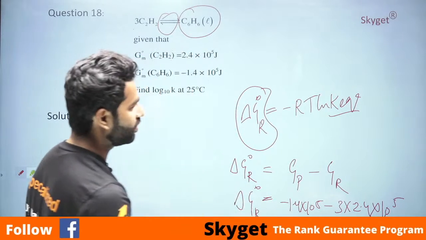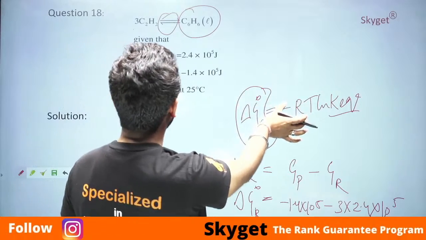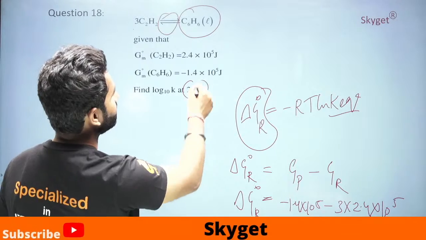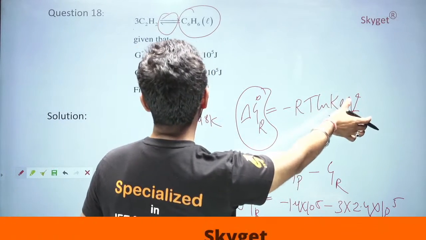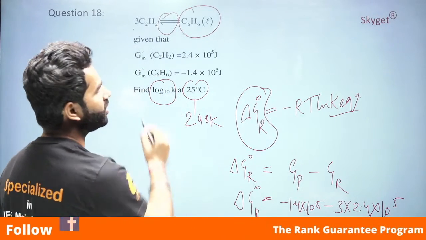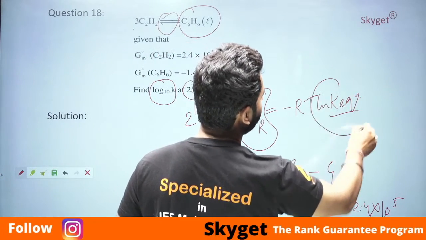Once you get the delta GR naught, you just put this value into this equation. We know what is R. R is 8.314. We know temperature 25 degrees Celsius means 298 Kelvin, and we know K equilibrium. Ultimately what we need to find is log 10 of K. So we need not get the log values of K. Ultimately we can find it in the form of log only.